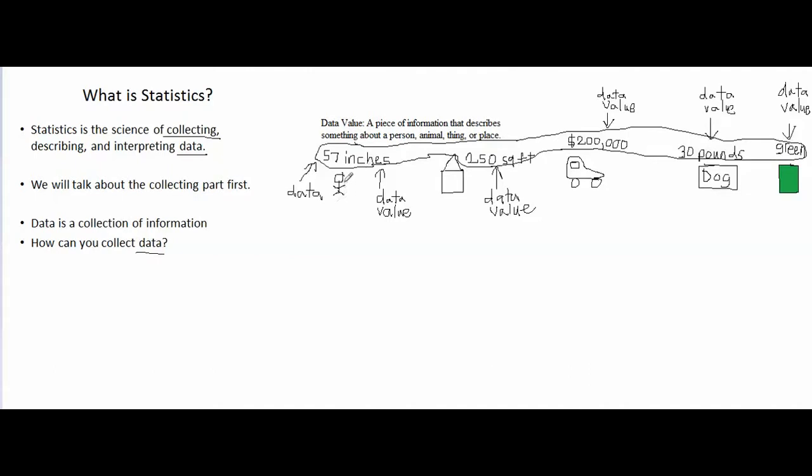If I want to know a person's height, I can just ask the person, how tall are you? Or I could actually measure the person. If I want to know the height of a tree, then in that case I would have to actually measure the tree. If I wanted to know the color of a piece of paper, I could just look at the piece of paper and I would know what color it is. If I wanted to know the weight of a dog, I could put the dog on a scale, or I could ask the dog's owner how much the dog weighs.